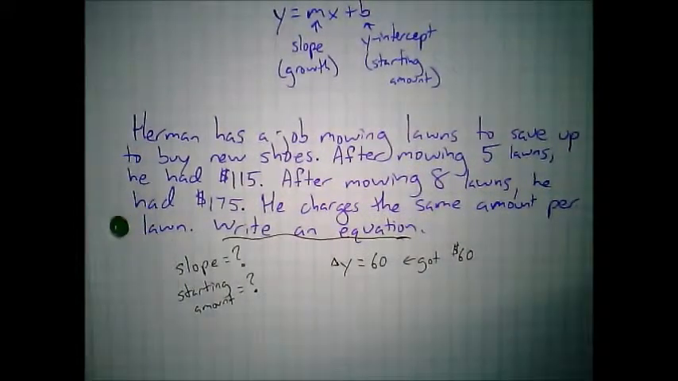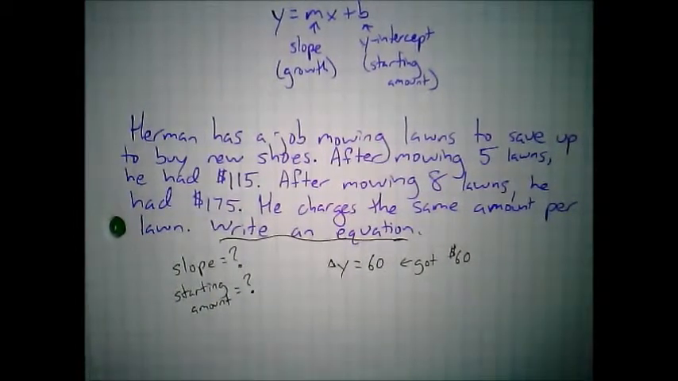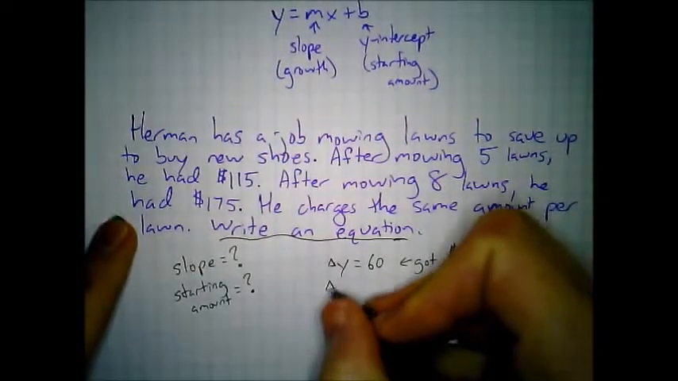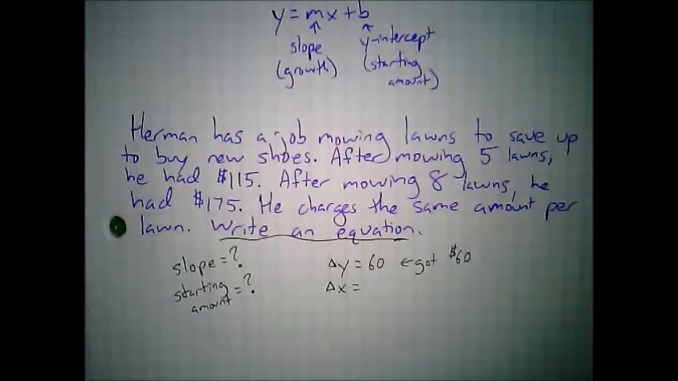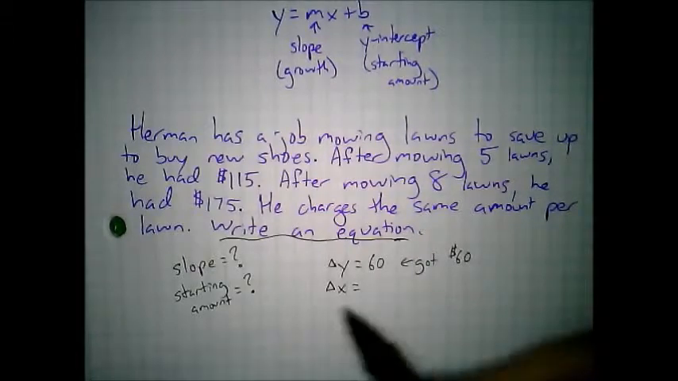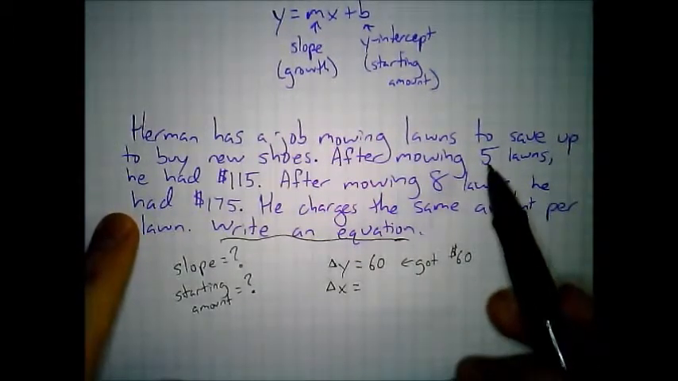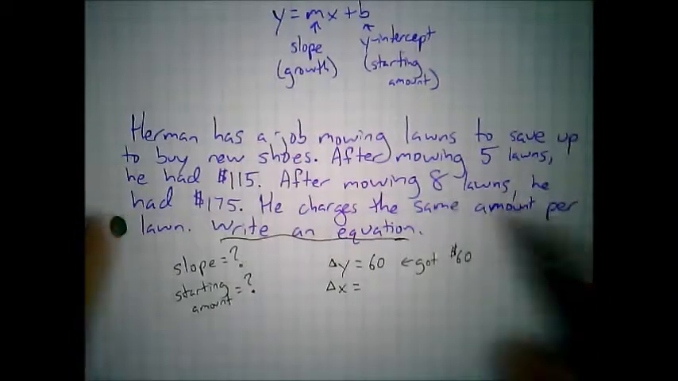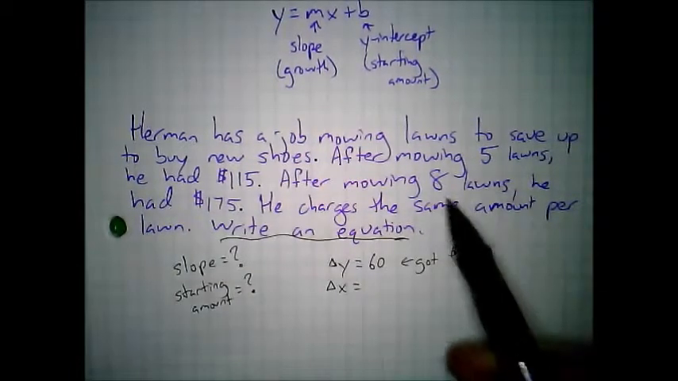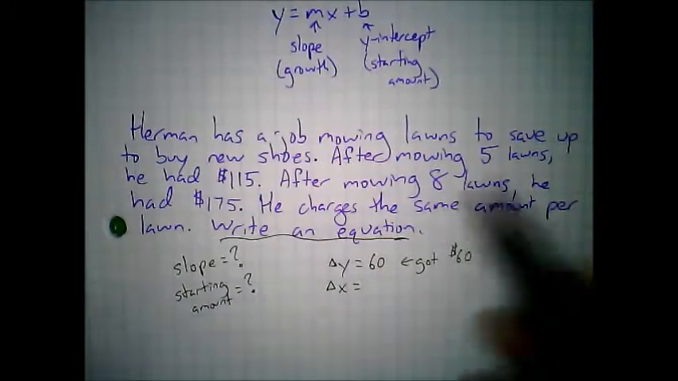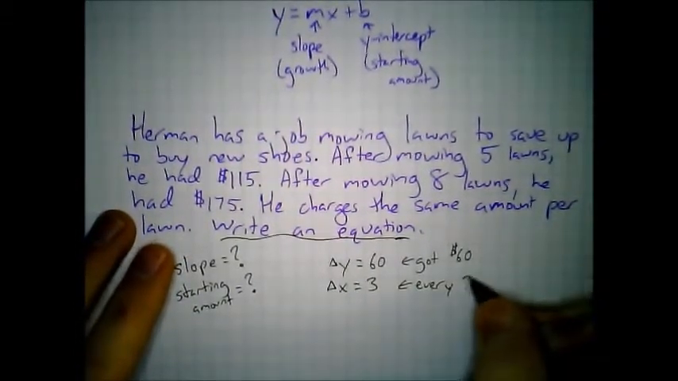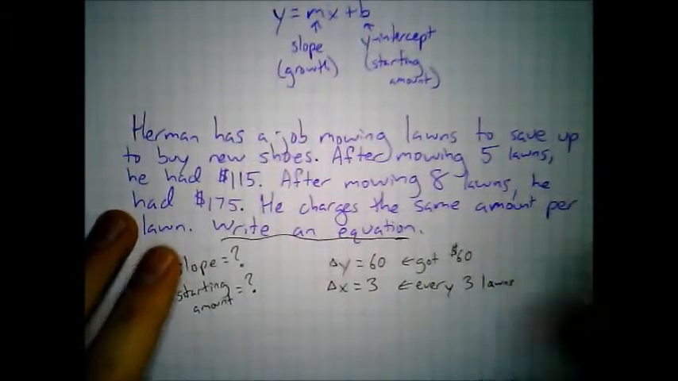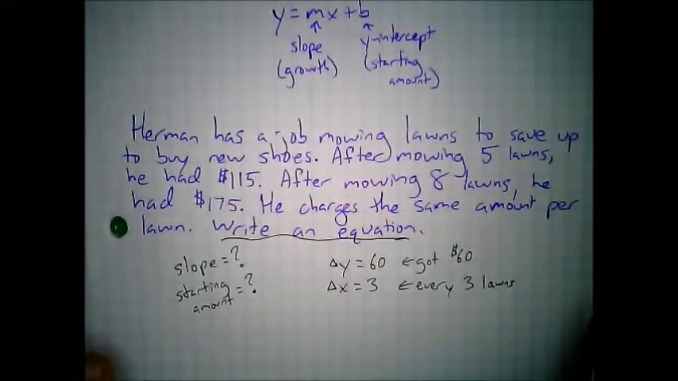So he got $60. Now we want to know how frequently did he get this $60? How many lawns did he have to mow in order to get this $60? That tells us our delta x. What is our delta x? Does he get $60 every lawn, every 2 lawns, every 3 lawns, every 4 lawns, or what? Well, he mowed 5 lawns, and then he mowed 8 lawns. So 5 is 115, 8 is 175. To get from 5 lawns to 8 lawns, he mowed 3. So he got $60 every 3 lawns.